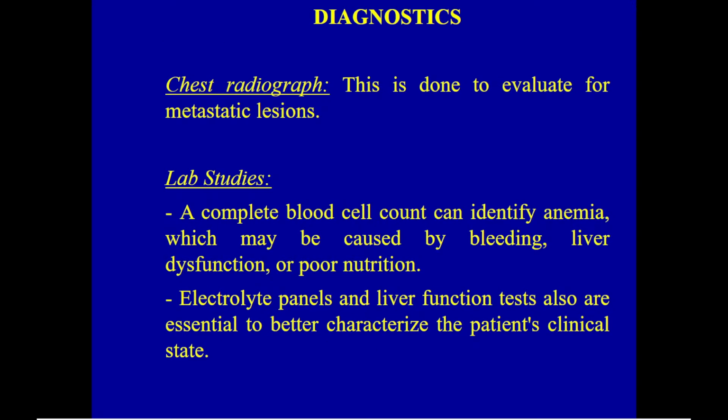Chest radiograph. This is done to evaluate for metastatic lesions. Laboratory studies: complete blood count can identify anemia, which may be caused by bleeding, liver dysfunction, or poor nutrition. Electrolyte panels and liver function tests also are essential to better characterize the patient's clinical state.